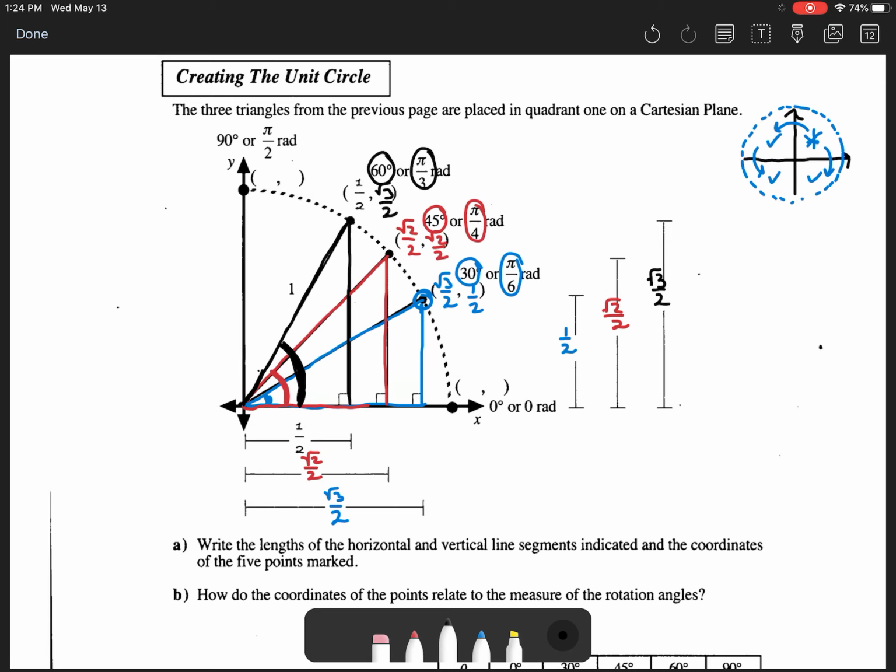So what that takes us to are the two spots that I haven't discussed yet, which is 90 degrees up here or 0 degrees down here. So you basically picture that terminal arm just rotating all the way up to 90 degrees, which would be up here. If that arm rotates from here all the way up to here, that point would be 0 and 1. If that terminal arm fell all the way down here, then that point would be 1 and 0. 1 unit to the right, no units up or down.